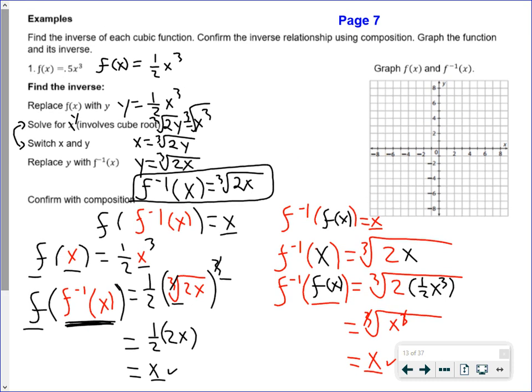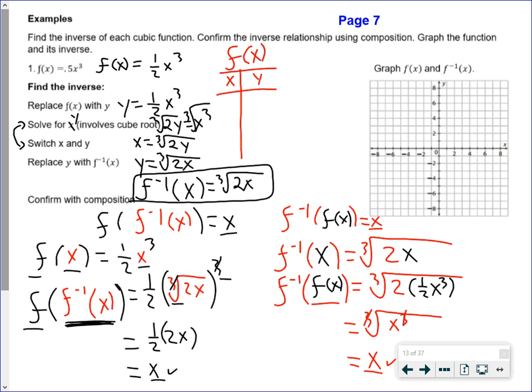So now all that's left to do is to graph our f of x and our f inverse of x. We're going to do the same thing we did in the previous video. We're going to make an f of x table. We're going to graph a few points, and then we're going to flip the x's and y's to figure out our inverse function. Okay?